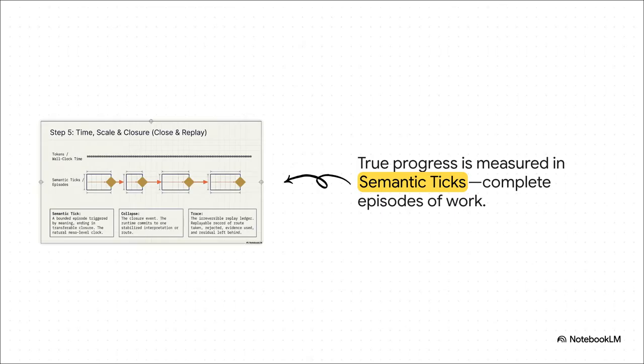So how do we measure progress in a system that's supposed to be reasoning? It's definitely not by counting tokens. The really important concept here is the semantic tick. This is the real unit of progress. It's a complete bounded episode of work that ends in a solid, transferable result, like a fully validated step in a longer plan.